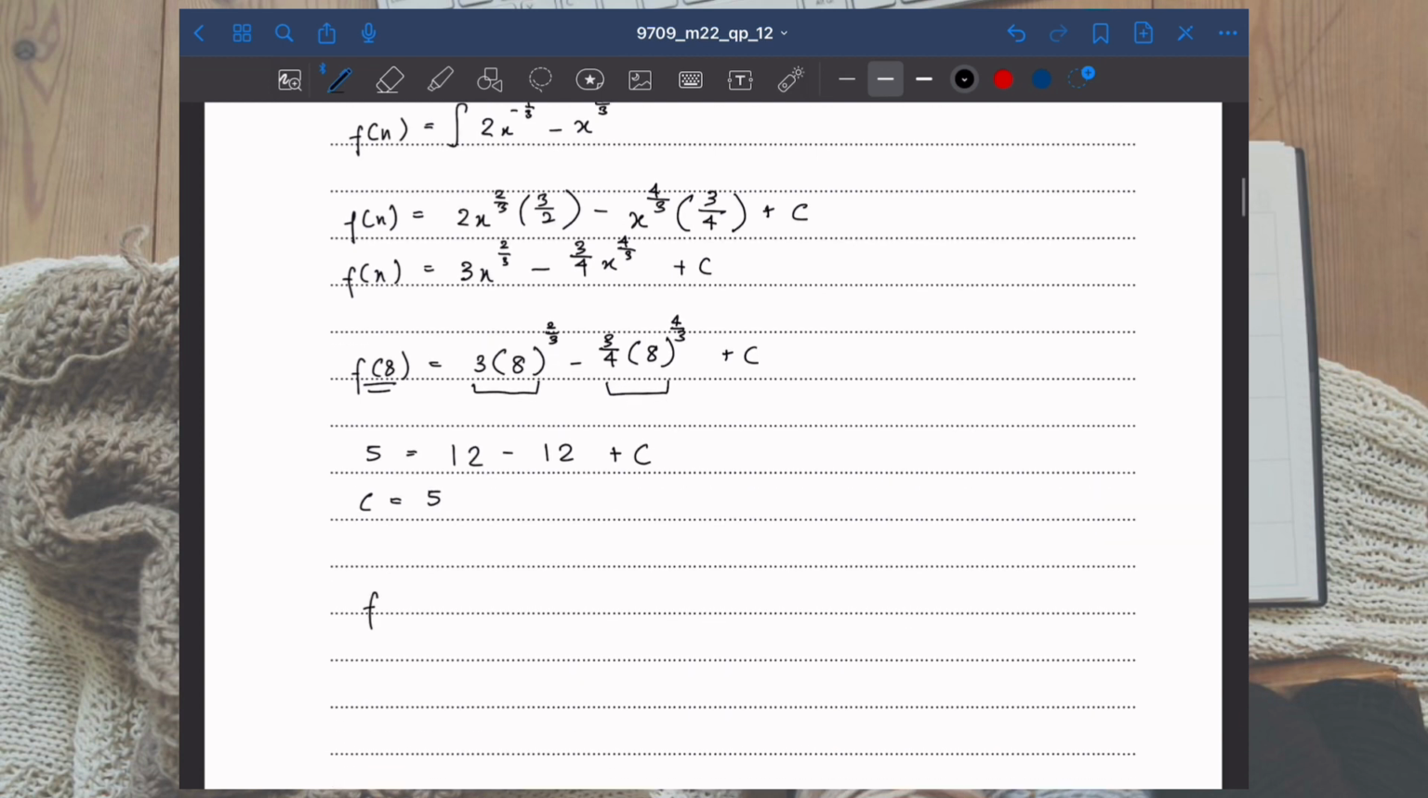So rewrite back the equation. Our f of x will be 3x power 2 over 3 minus 3 over 4 x power 4 over 3 plus 5. That is your f of x.